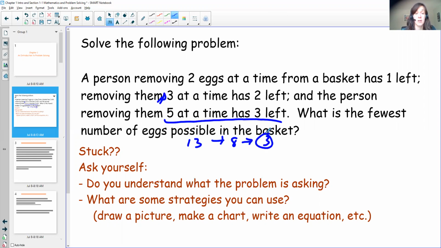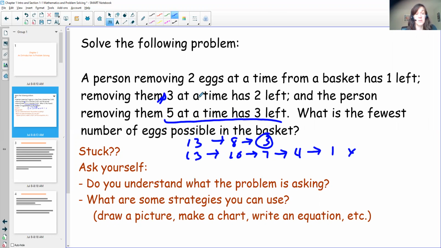If I have 13, now let's try taking out 3. If I take out 3, I get 10. If I take out 3, I get 7. If I take out 3, I get 4. Uh-oh. If I take out 3, I get 1. Nope. Well, 13 didn't work.